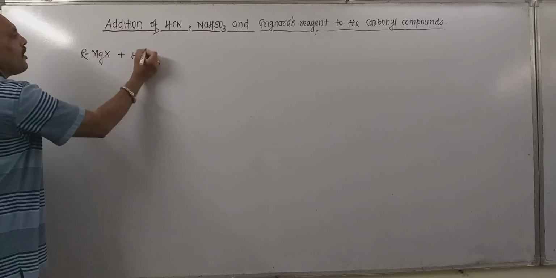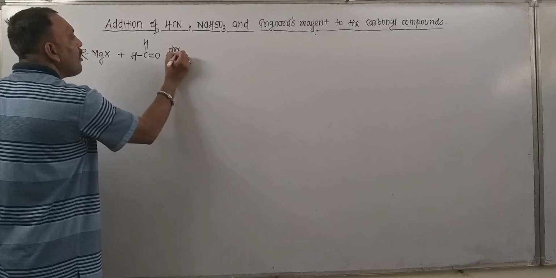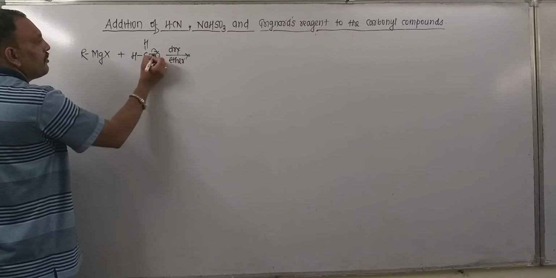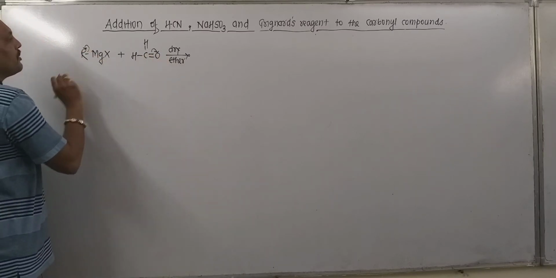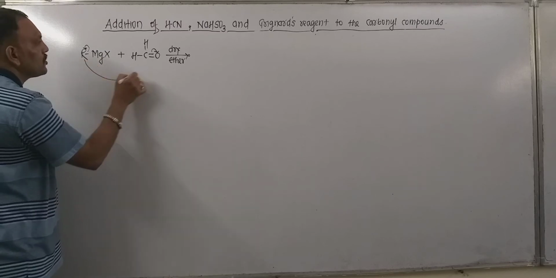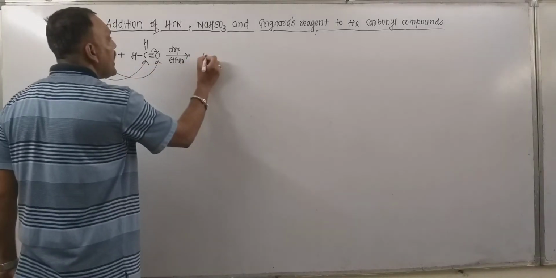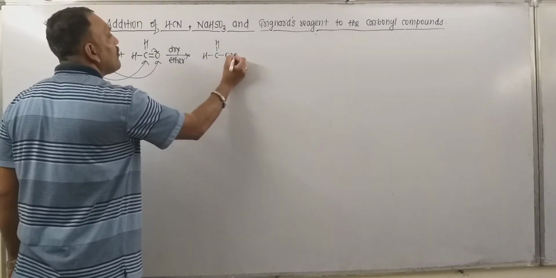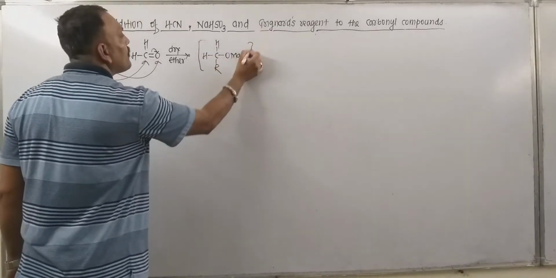When treated with formaldehyde, remember formaldehyde is the most reactive aldehyde among all. So in presence of dry ether, when we treat this, we know very well the carbonyl group is a polar one and the electronic shift may be represented like this. So the attack of Grignard's reagent may be shown as, so this leads to the formation of an addition complex, which we call the Mg complex.